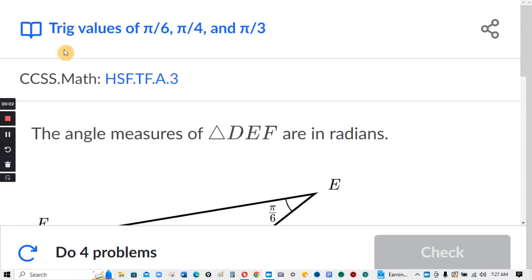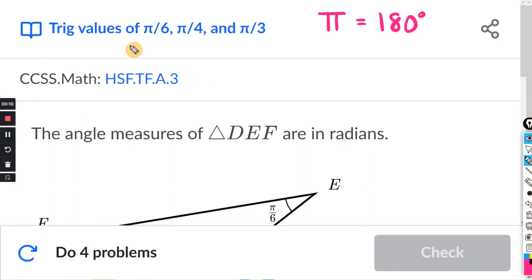This will be for the exercise on trig values of pi over 6, pi over 4, and pi over 3. I like to convert these to degrees first. If you recall, pi in radians equals 180 degrees. So to convert these to degrees, 180 divided by 6 is 30 degrees, 180 divided by 4 is 45 degrees, and 180 divided by 3 is 60 degrees. So that is the conversion for each one of these trig values.